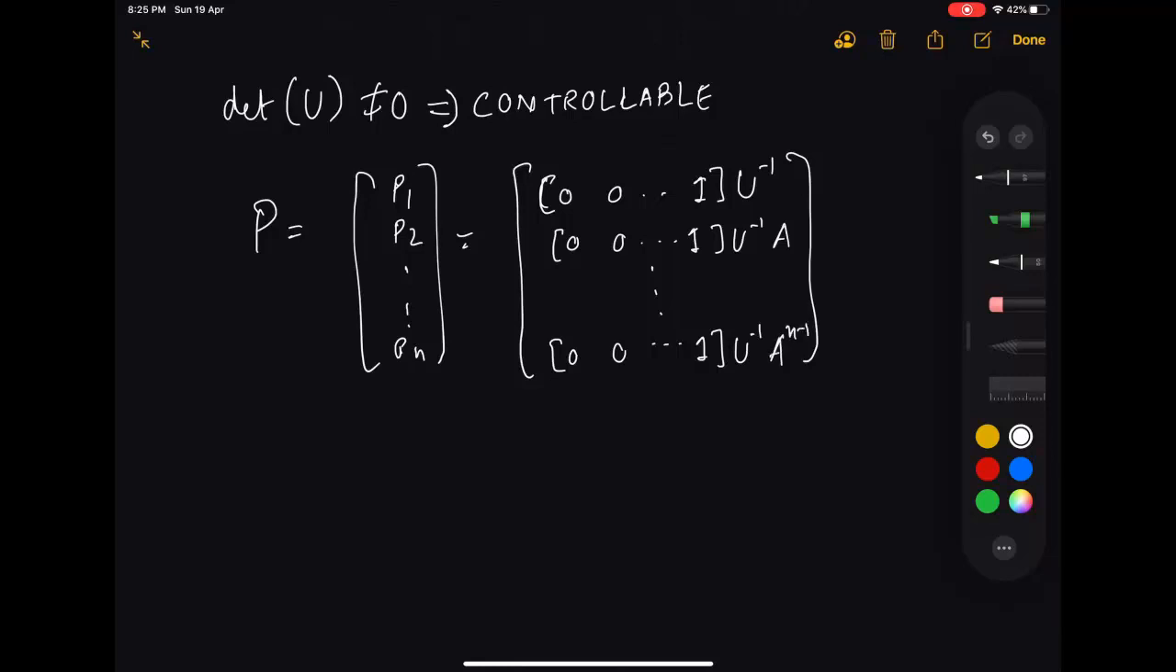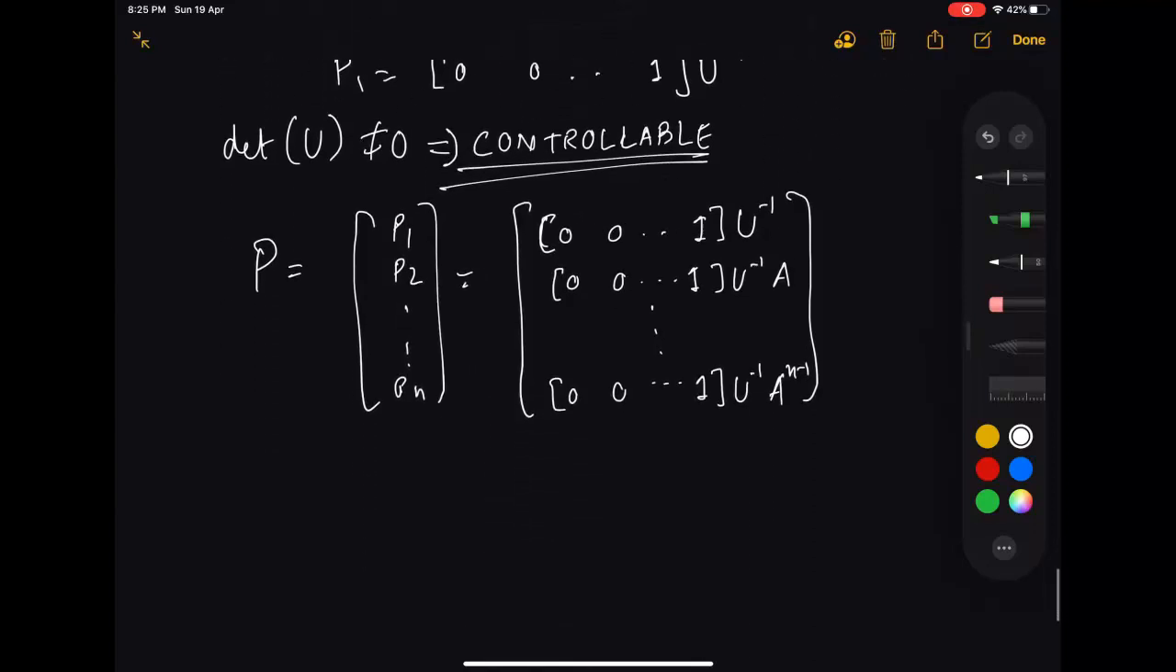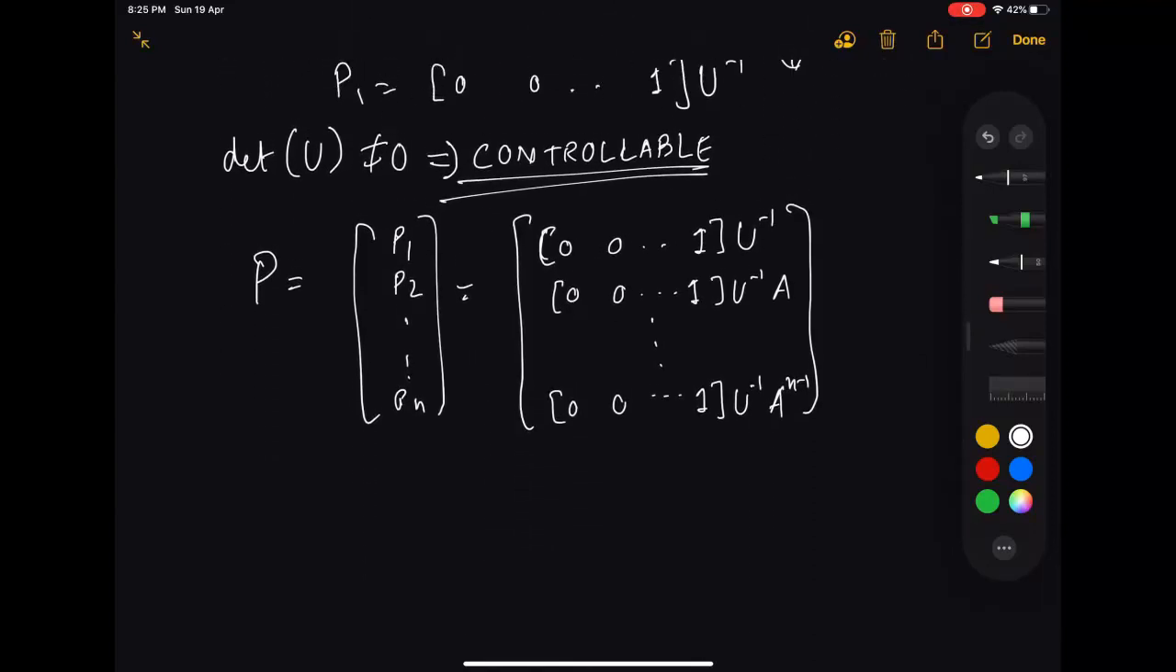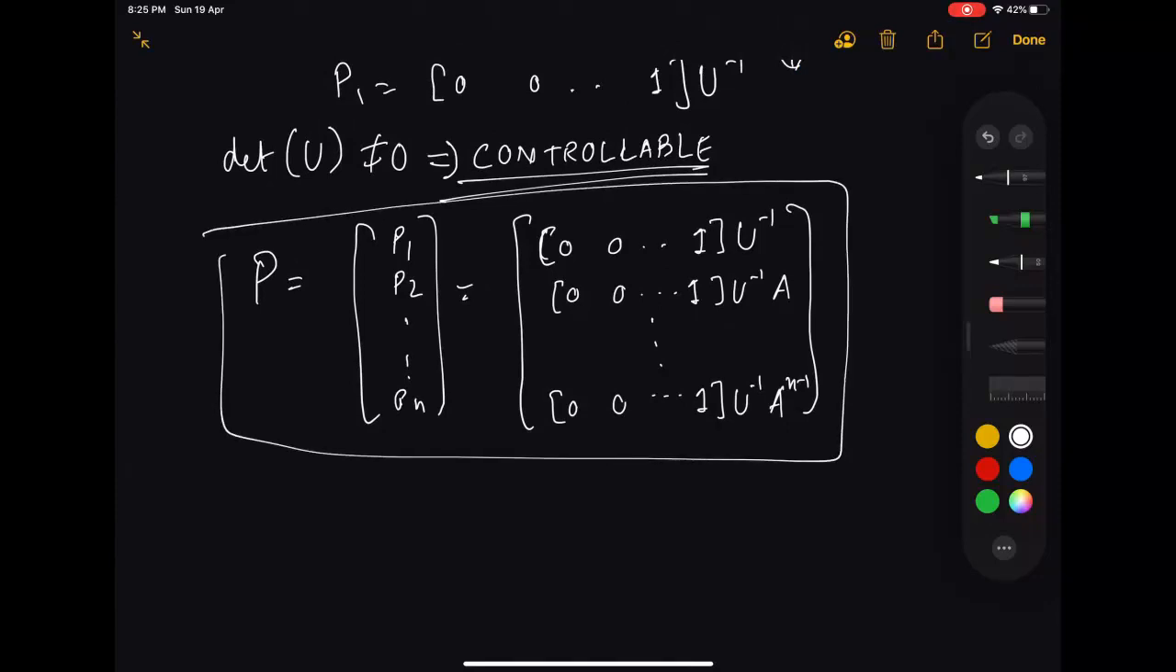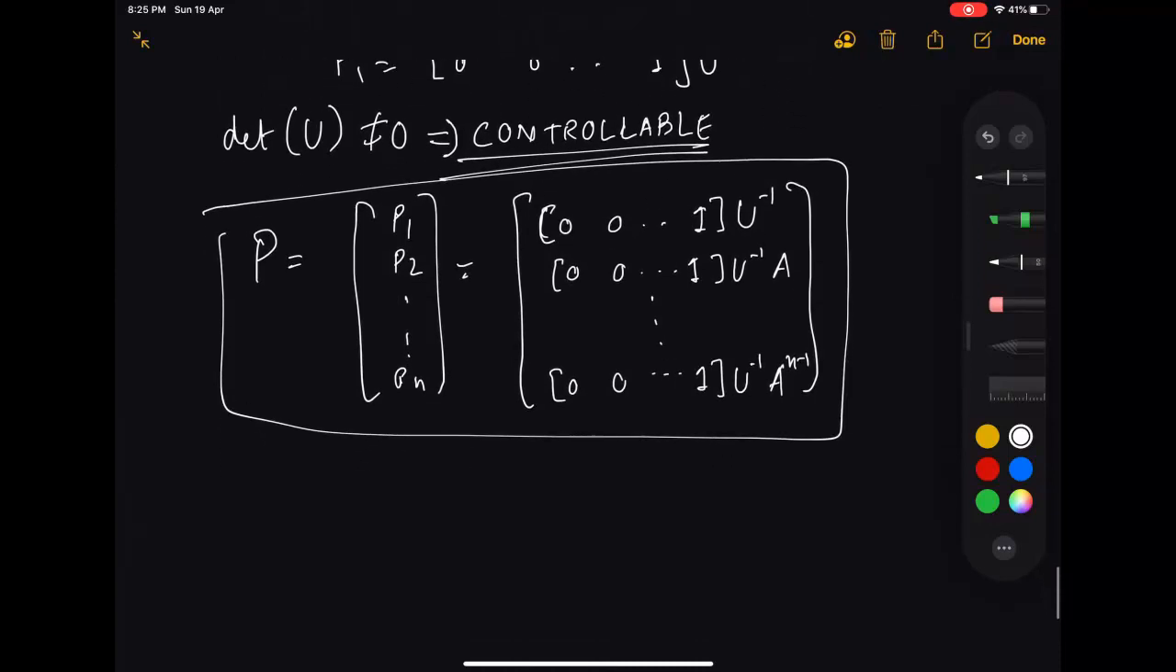So to conclude, you can convert to controllable canonical form if your system is controllable. That is, it has a controllability matrix which has a determinant which is non-zero, and the transformation that converts to controllable canonical form is given by this equation, where U is the controllability matrix, given by B, AB, up to A to the power n minus 1 B, right?